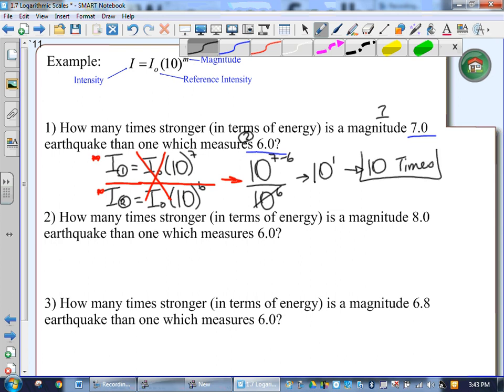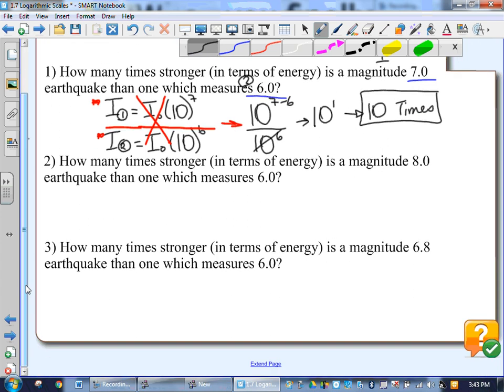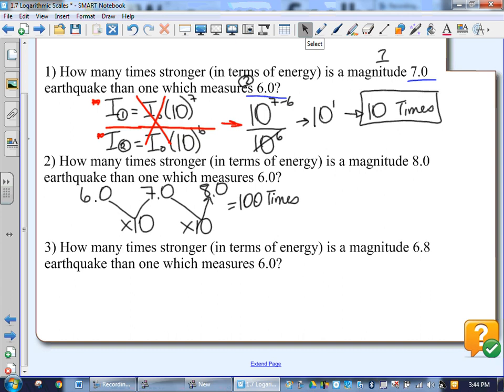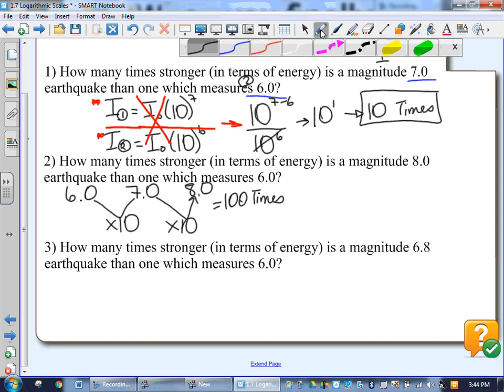So on the Richter scale, every time something measures one level higher, it becomes 10 times stronger. So if we use a little bit of logic at number 2, how many times stronger is a magnitude 8 earthquake than one that measures 6? Well, if this one measures 6 and one measures 7 and it goes up by 10 times, if I want to go all the way up to 8, it's going to be another 10 times. Now 10 times 10 is 100 times. So every time it takes a step up that scale, it's going to increase tenfold. So the final answer will actually be 100 times.